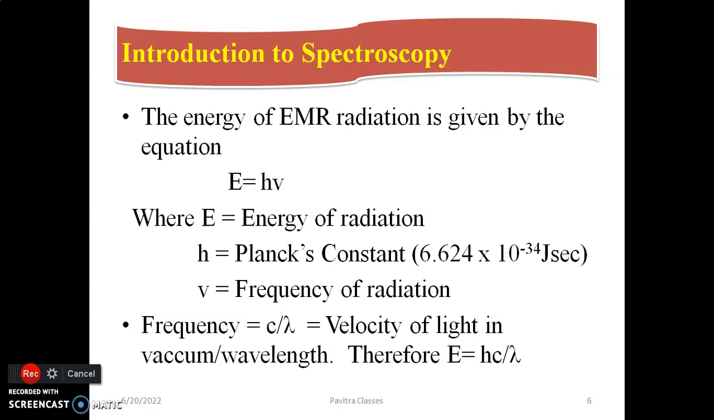Frequency is equal to c by lambda. What is c here? Velocity of light in vacuum, usually 3 into 10 raised to 8 meters per second, divided by wavelength, lambda. Therefore, taking the first equation, E is equal to hc divided by lambda, since we take ν as c by lambda.